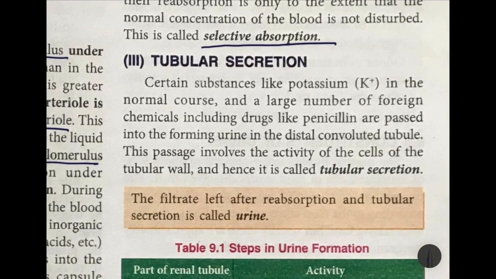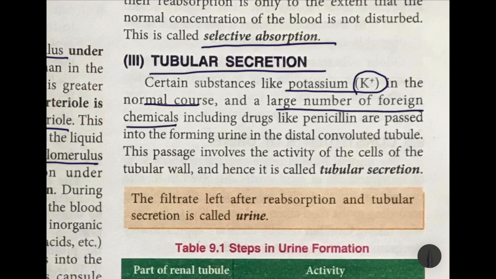Okay, finally we come to tubular secretion. There are certain substances like potassium ion in the normal course, and a large number of foreign chemicals, including, sometimes when you take some antibiotics when you are sick, excess of these antibiotics are passed into the forming urine in the distal convoluted tubule. So what happens, it comes and mixes with the passing urine.